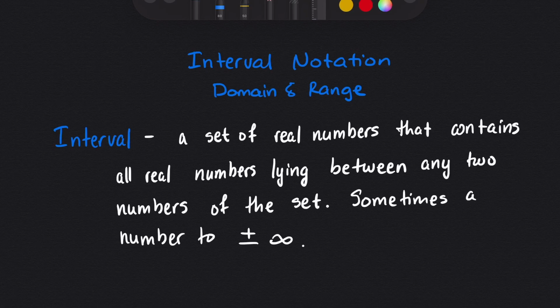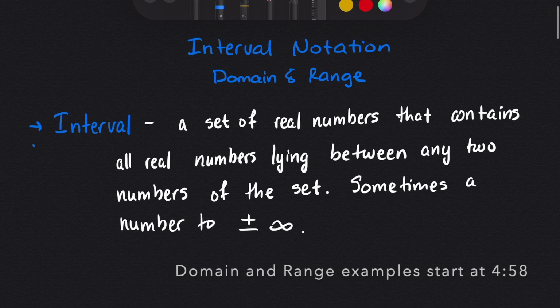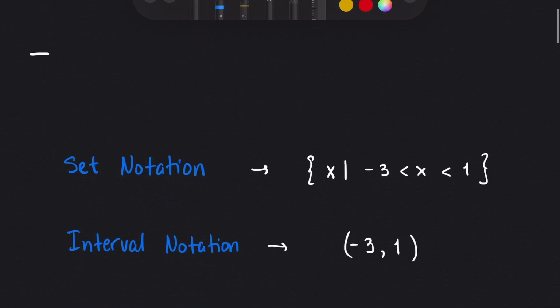Let's learn interval notation and how to find domain and range from a graph. First of all, let's talk about interval. An interval is a set of real numbers that contains all real numbers lying between any two numbers of the set, sometimes extending to plus and minus infinity, which means there are no bounds.